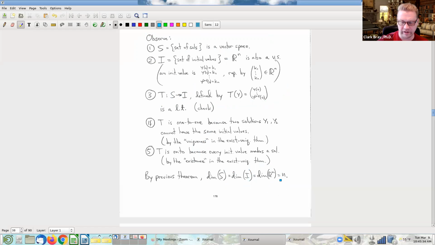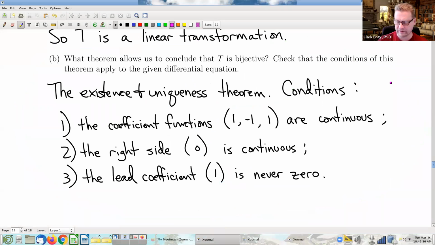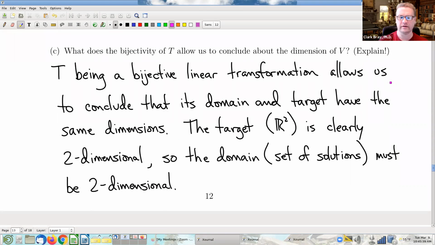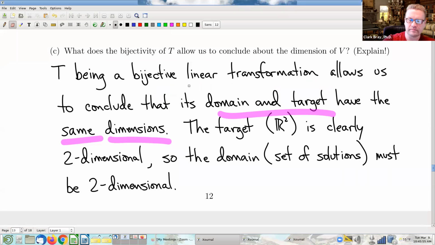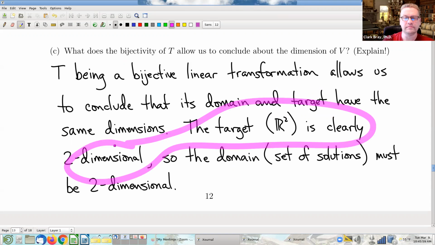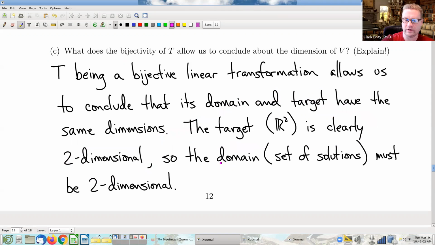All right, so we're going to say something morally equivalent down here, part C. What does this allow us to conclude about the dimension of V? Well, it's a bijective linear transformation, and so the domain and target have the same dimensions, right? Just like we argued. The target is clearly two-dimensional, and therefore, as desired, our vector space of solutions must be two-dimensional.